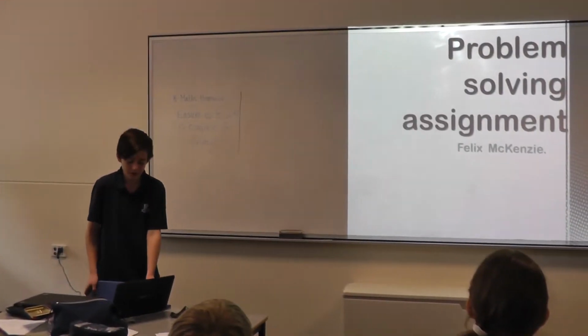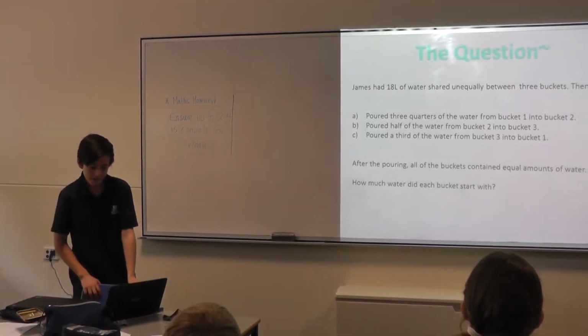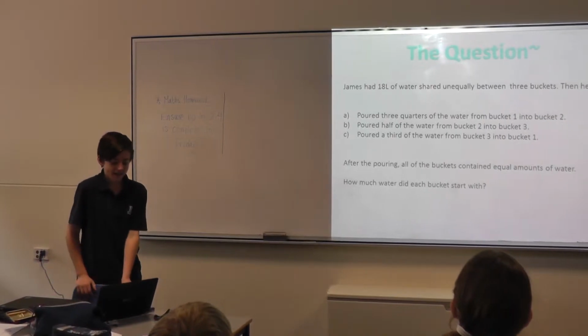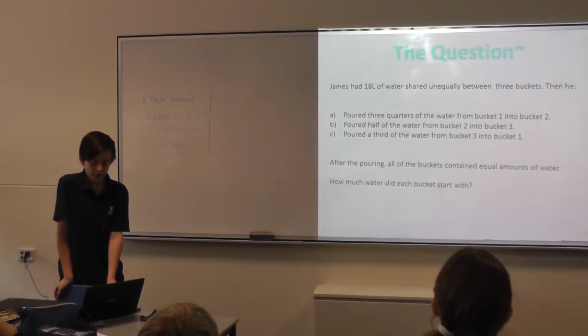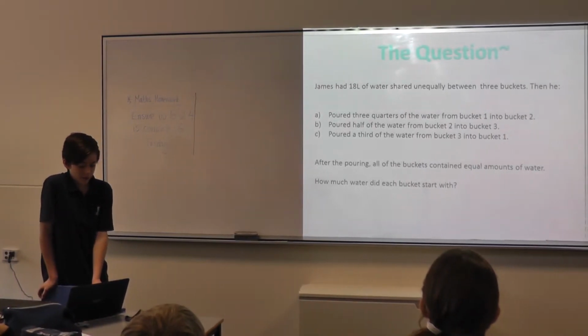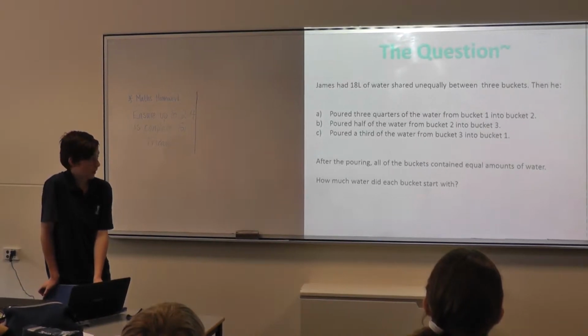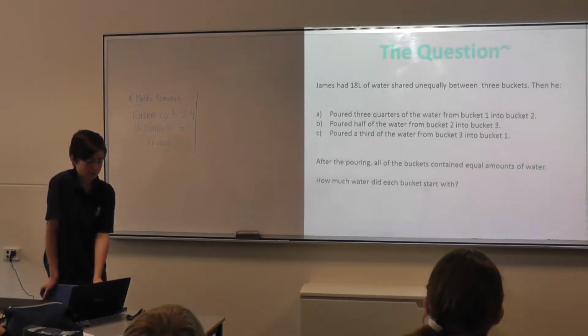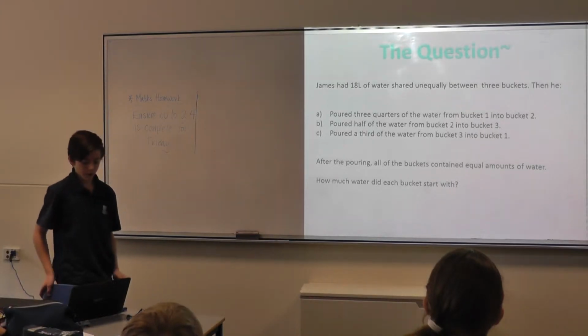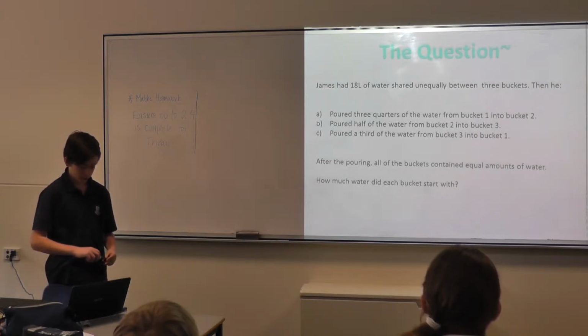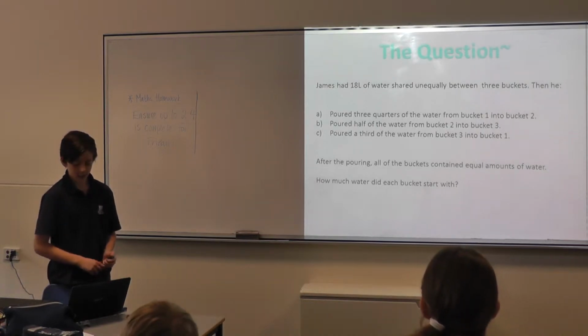So this is my problem solving assignment. James had 18 litres of water shared unequally between 3 buckets. Then he poured 3/4 of the water from bucket 1 into bucket 2, poured half of the water from bucket 2 into bucket 3, and then poured 1/3 of the water from bucket 3 into bucket 1. After the pouring, all the buckets contain equal amounts of water. How much water did each bucket start with?